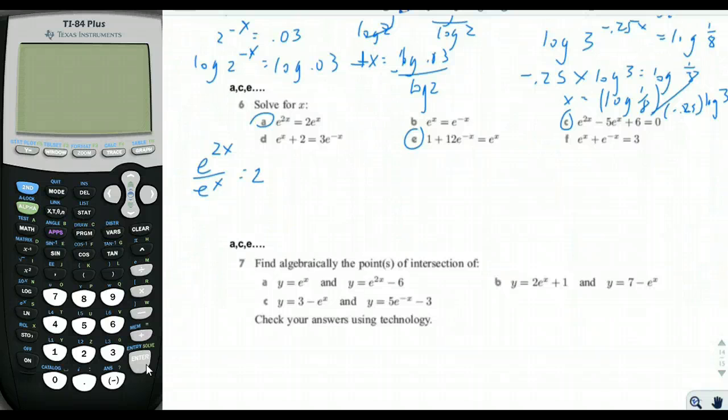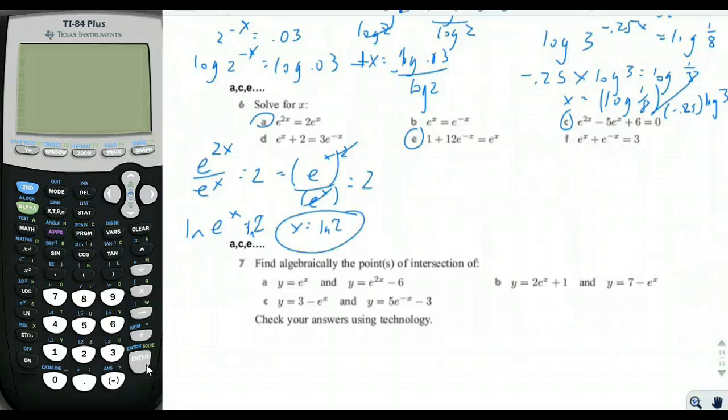And then we get e to the 2x divided by e to the x is equal to 2. And then so we basically have, this cancels out with one of those, so we end up with e to the x equals 2. e to the x equals 2, so what's x? Well, if we take the natural log of both sides, then x is equal to the natural log of 2. Okay?